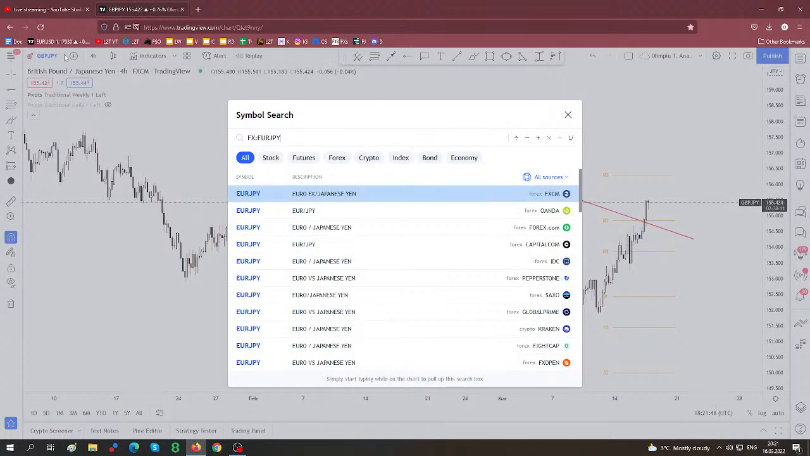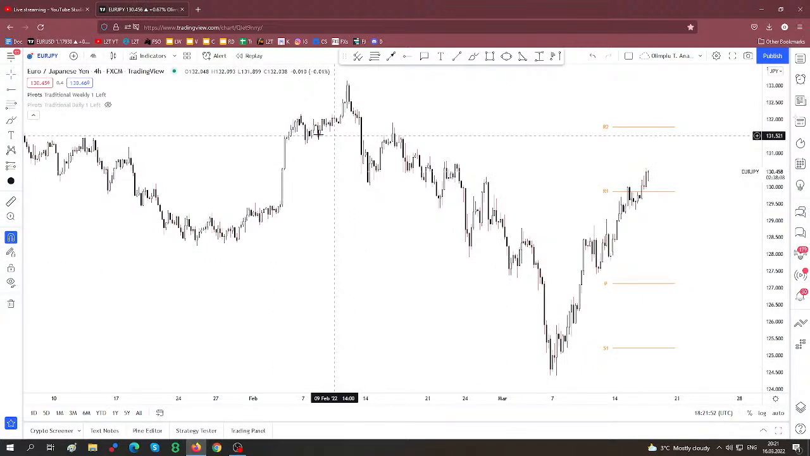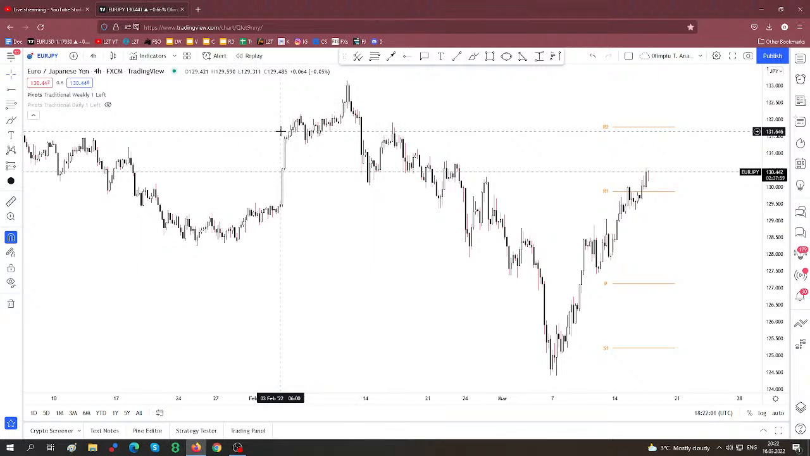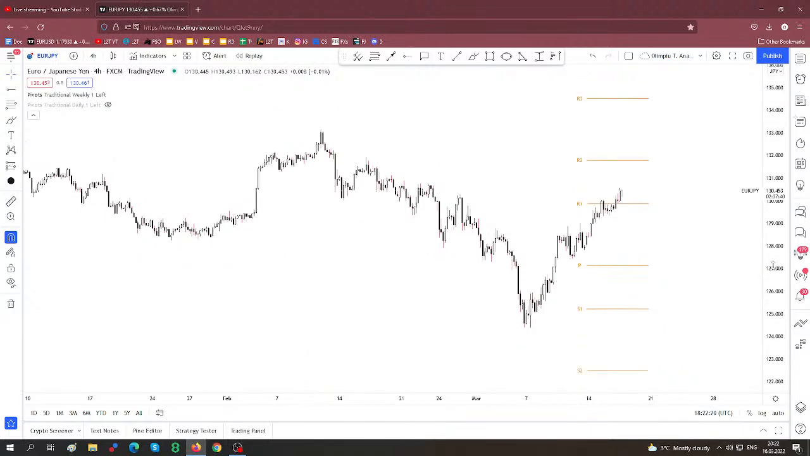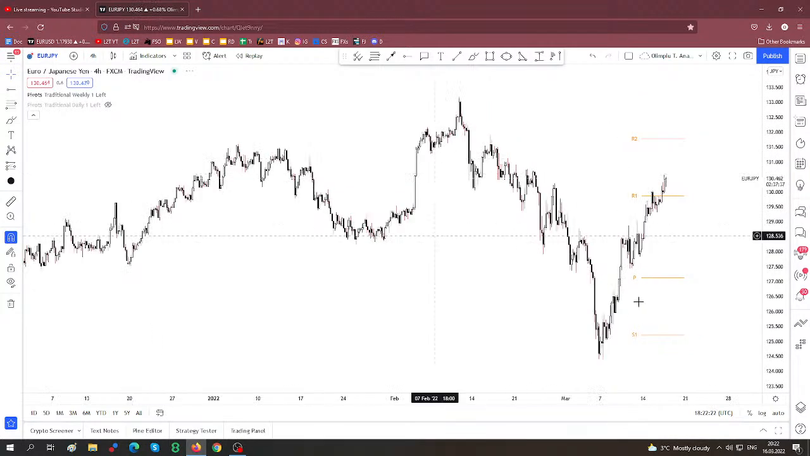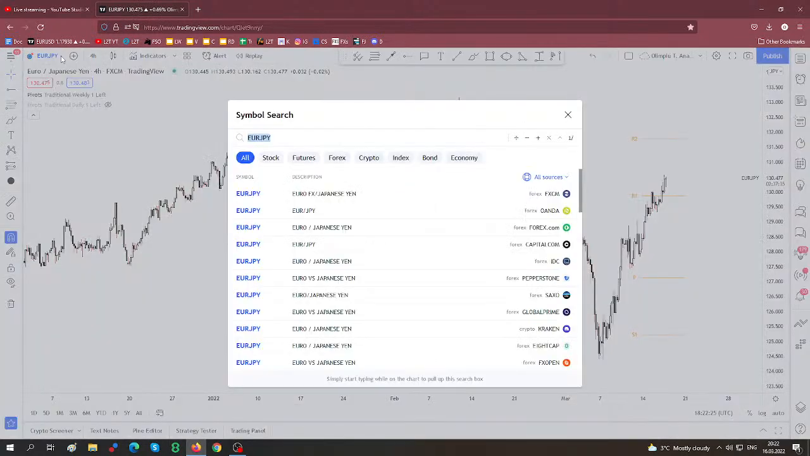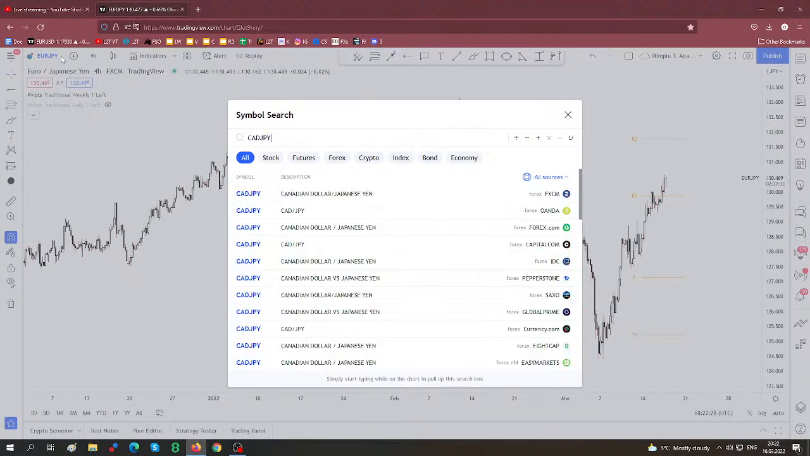Euro Japanese yen, let's take a look. In 9 minutes we'll have the FOMC press conference. Euro Japanese yen, the same here. Strong rally. I'll wait for a retreat before looking for a new buying opportunity.